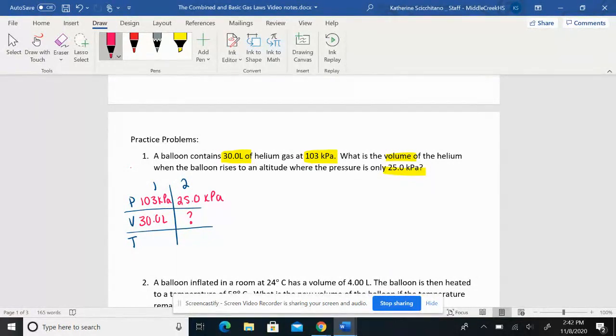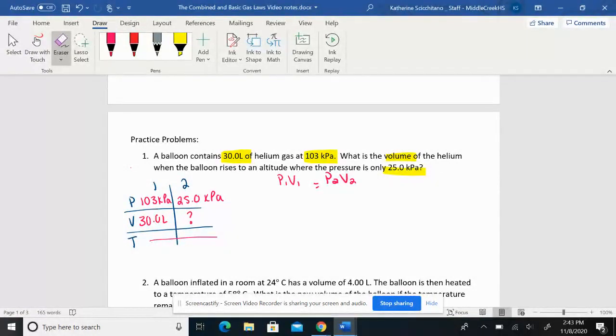They did not say anything about temperature, so we can assume that it remains the same, so we don't need that in our equation. So what we're going to do is our combined gas law is P1V1 over T1 is equal to P2V2 over T2. Since we don't have temperature in this problem, we can go ahead and get rid of the temperature part of our combined gas law. And so we end up with P1V1 is equal to P2V2. So now it's a matter of plugging in our number and solving for the unknown.